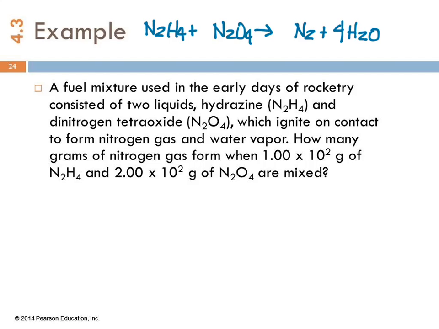Now let's take care of the hydrogens. Here's 2 times 4. There's 8 hydrogens over here, and there's 4 over here. So I need to put a 2 in front of that. And that's not changing the oxygens. They're still okay. So I've got hydrogen and oxygen balanced. Now I'll take care of the nitrogens. So 2 times 2 is 4, and 2 more is 6. So I need a 3 over here. So there's our balanced chemical equation.